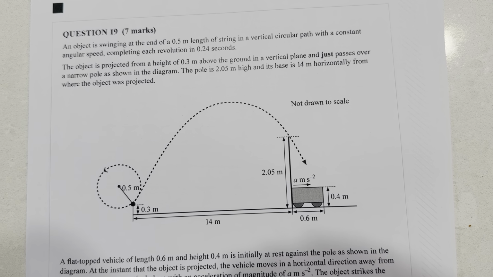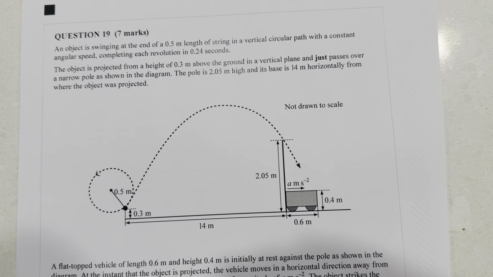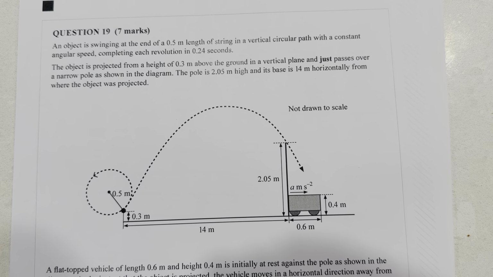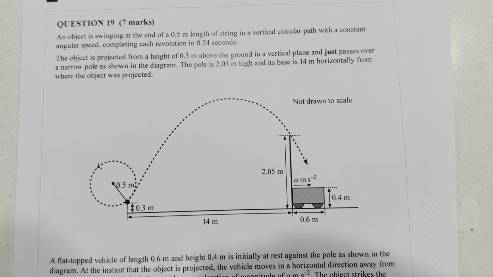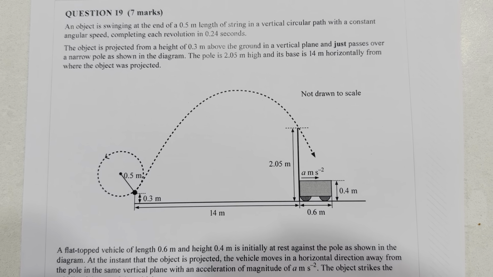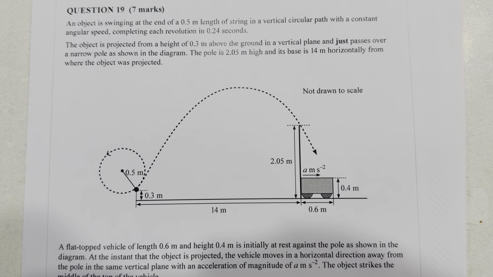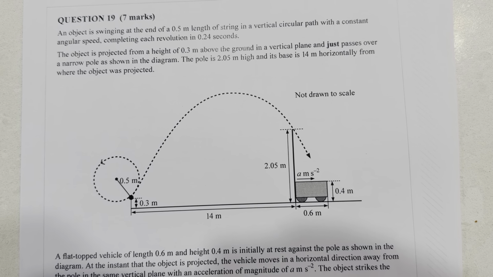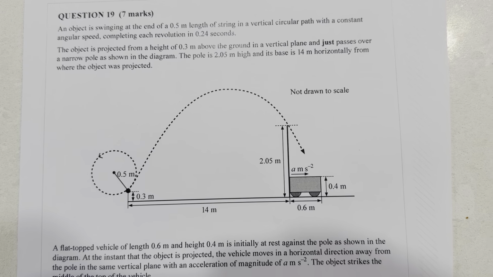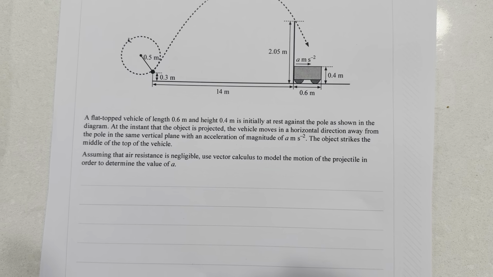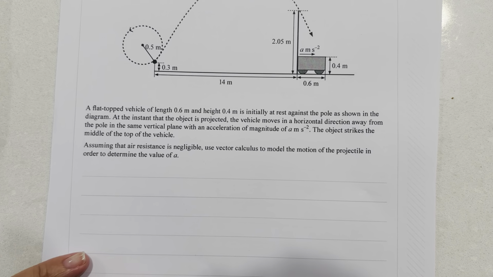So an object is swinging at the end of a 0.5 metre length of string in a vertical circular path with a constant angular speed, completing each revolution in 0.24 seconds. The object is projected from a height of 0.3 metres above the ground in a vertical plane, and just passes over a narrow pole shown in the diagram. The pole is 2.05 metres high and its base is 14 metres horizontally from where the object was projected. Then there's the flat top vehicle with a length of 0.6 and a height of 0.4, initially at rest against the pole, as shown in the diagram.